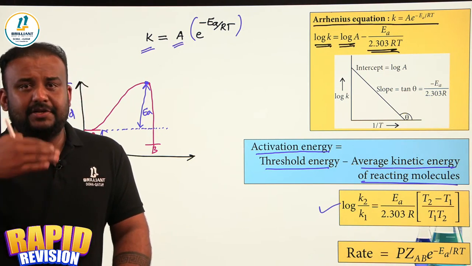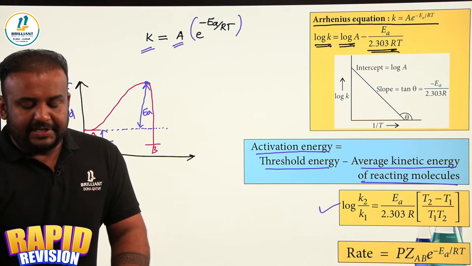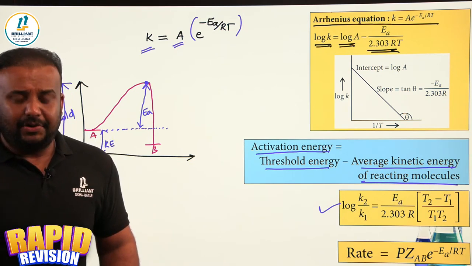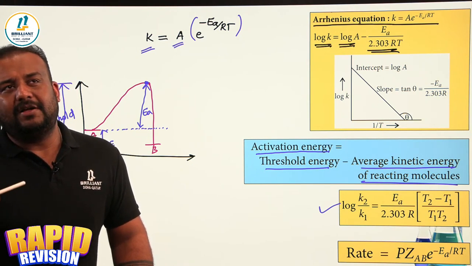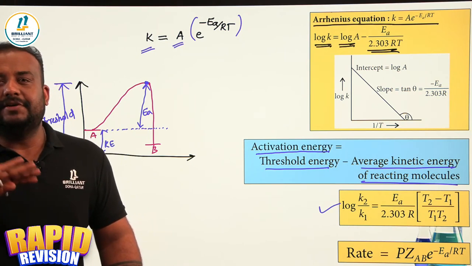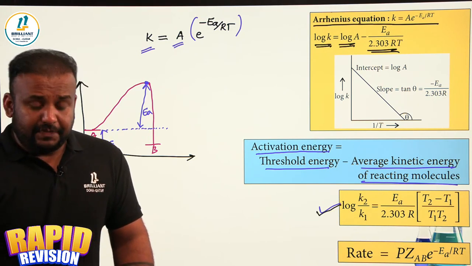Another equation is variation of the rate constants with temperature. Log K2 by K1 is equal to Ea by 2.303 R into T2 minus T1 by T1 T2. Based on this formula, in the last 3-4 years there were no numerical questions, so it's not that important to focus.